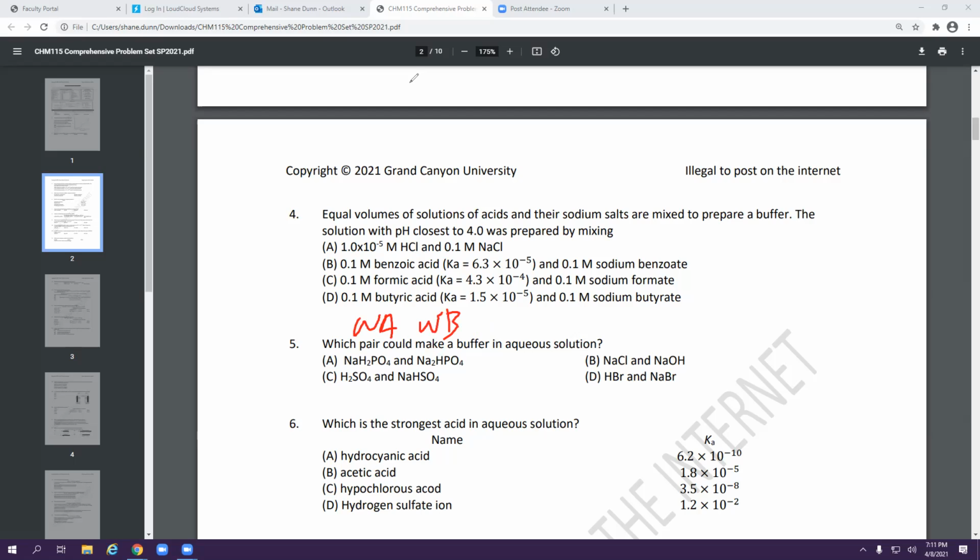Let's not stop just there. Let's look at the rest of them. B, is it a buffer? Why not? Well, it's a salt, but what's the problem with NaOH? Strong. No. What about C? Hydrosulfuric acid. No. What about D? Hydrobromic acid. So A is the one left over because it's a weak acid, weak base. Does that make sense? So you could solve mathematically which one's the correct one, or conceptually. That's what these two questions are testing.